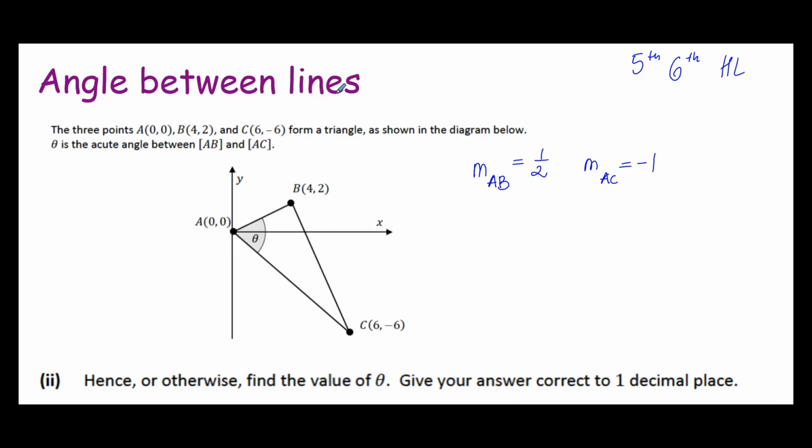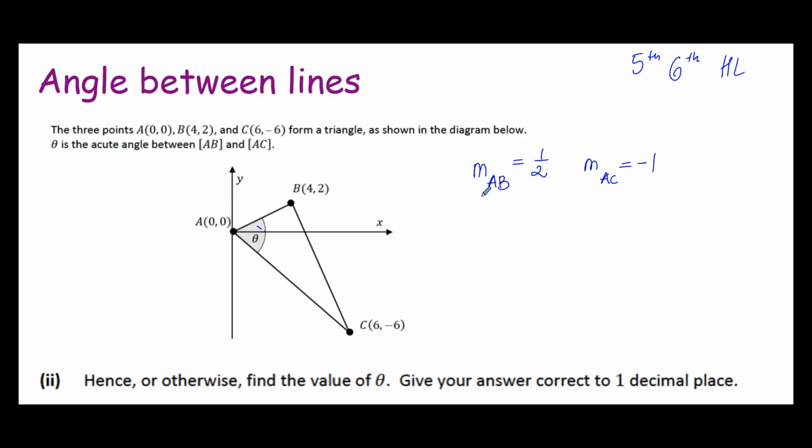I want to talk about the angle between the lines, and I want to point out one problem you may have with your calculator when you are doing this calculation. In this particular question, we have 3 points A, B, and C, and we have the coordinates. They form a triangle. There is an acute angle here between the line segments AB and AC.